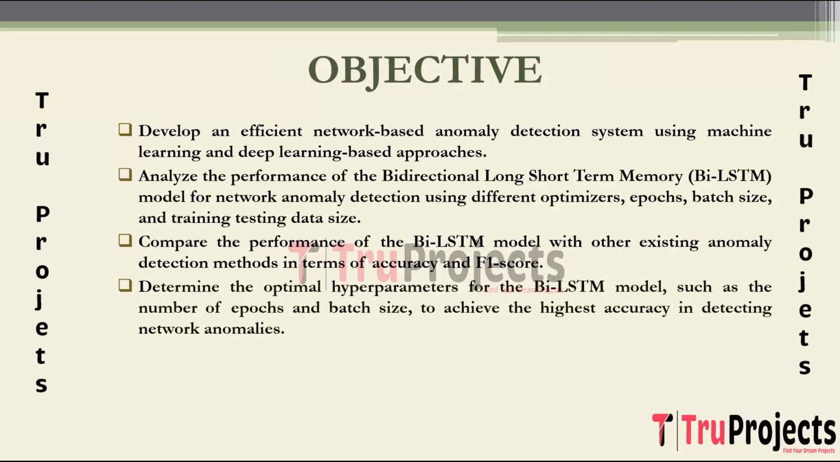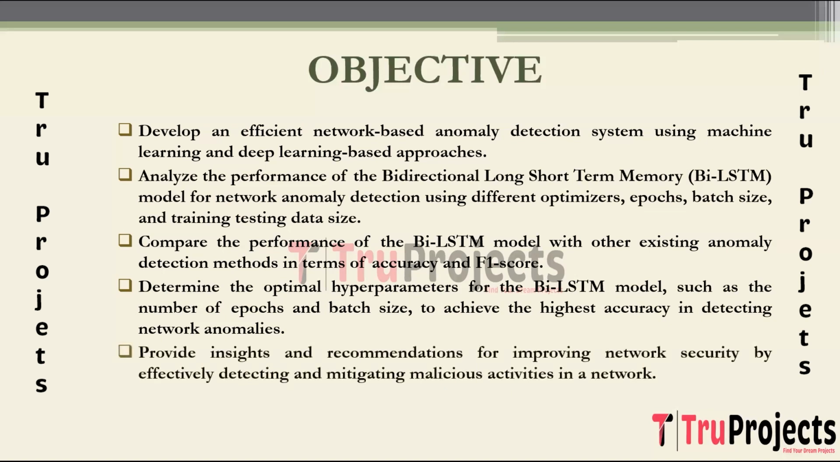The goal is to identify the optimal configuration of the BiLSTM model through systematic experimentation. This involves determining the ideal hyperparameters, including the number of epochs and batch sizes, with the objective of achieving peak accuracy in detecting network anomalies. This optimization process is crucial for enhancing the overall performance of the model.